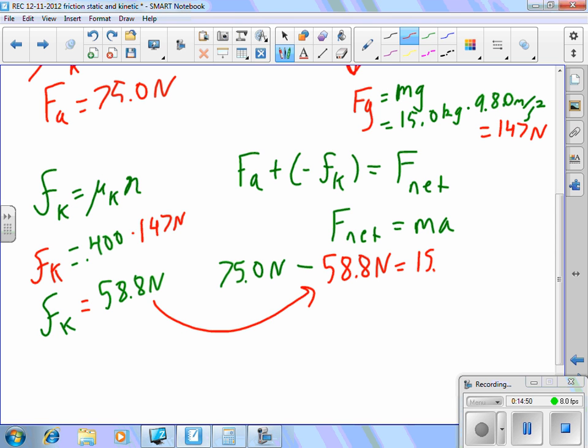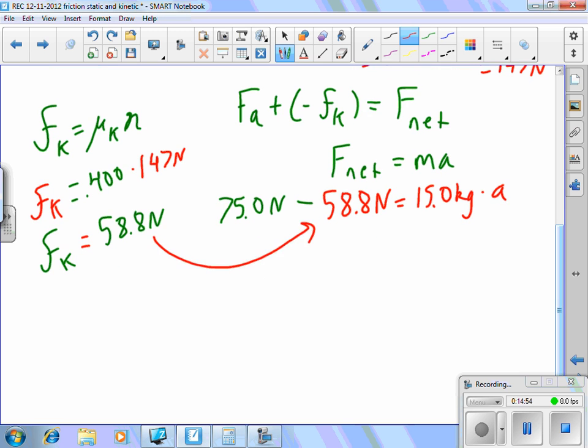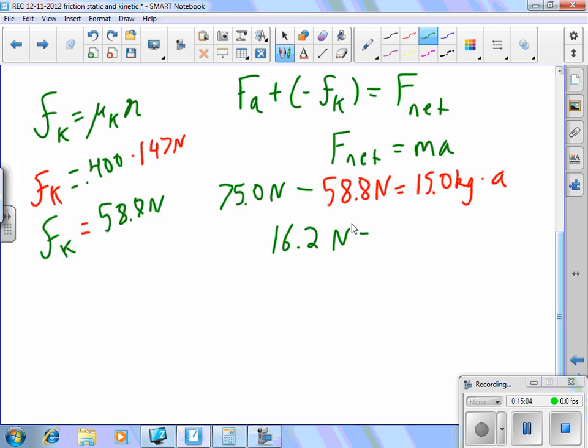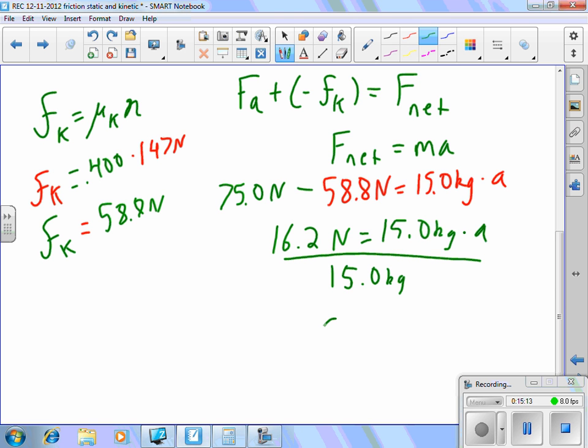and that's therefore equal to mass times acceleration. But I know my mass. It's 15 kilograms. I don't know A. So we do that math. When we subtract our 75 minus 58.8, we get 16.2 newtons, and that 16.2 newtons must still be equal to 15.0 kilograms times acceleration. We divide both sides by 15 kilograms, and we should find our acceleration is 1.08 meters per second squared.